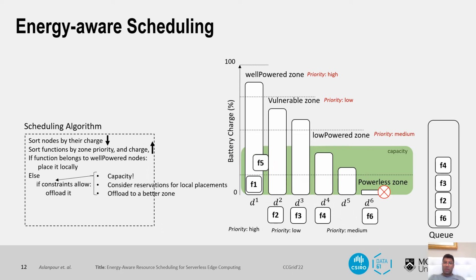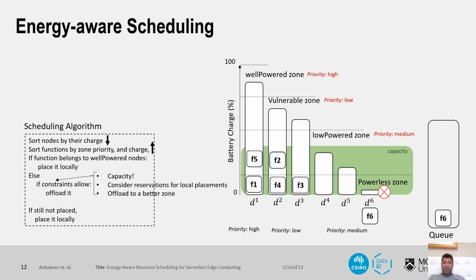F5 can be offloaded to D1, then F4, then we have F3 that can be offloaded to D3. But as you can see, D2 and D3 are in the same zone, the vulnerable zone, so there is no point in offloading F3 to D2. Instead, it's placed locally. Then we place F2 on D2 because the resource is already reserved for that, and we ignore F6.